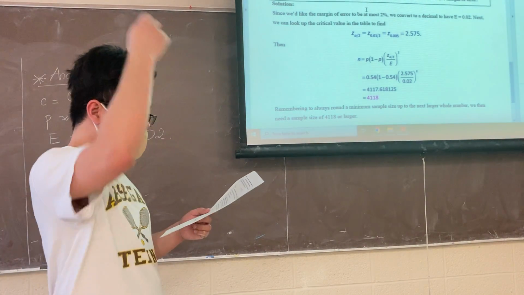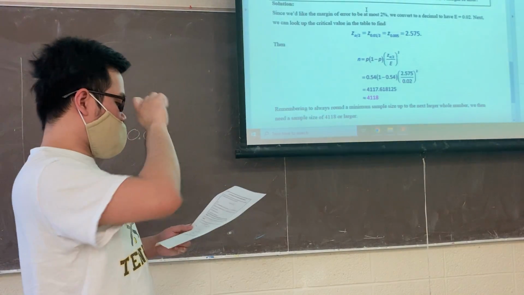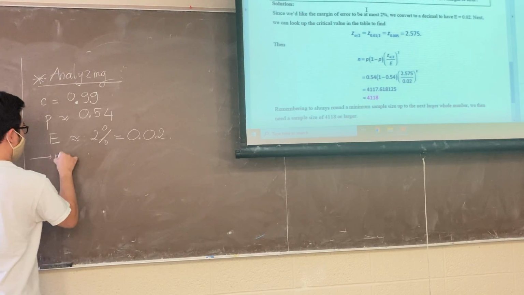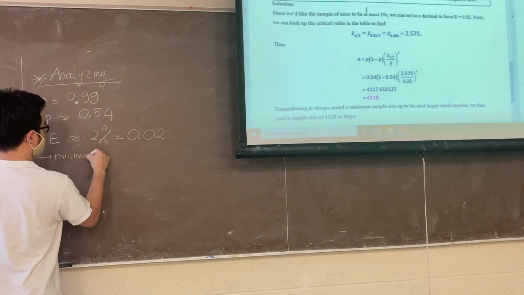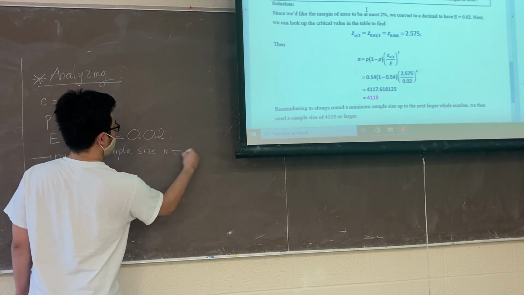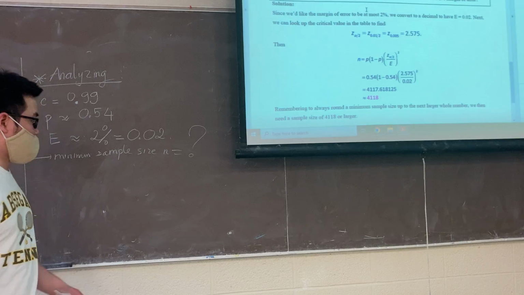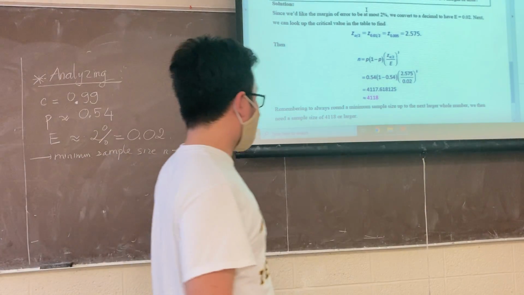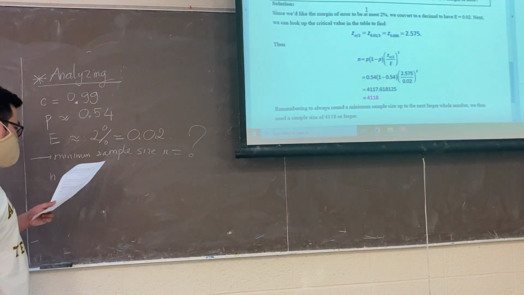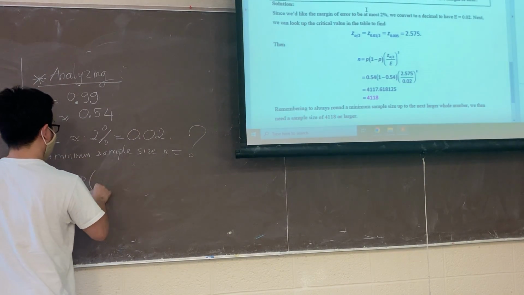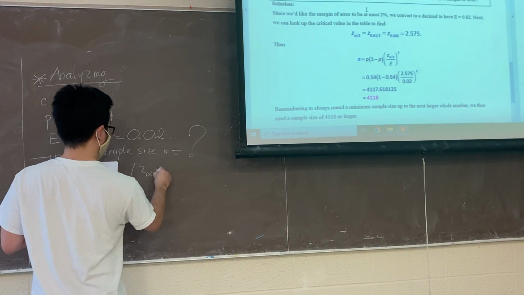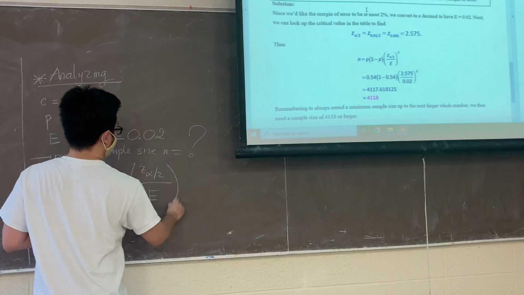Okay, that is what we get when we analyze it. And the thing here, we need to find the minimum sample size. That is the question. So now we need to write down the formula for n here: n equals p(1 minus p) times z alpha over 2 squared over E squared.